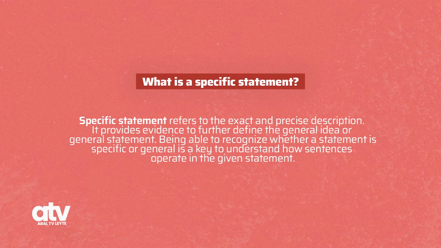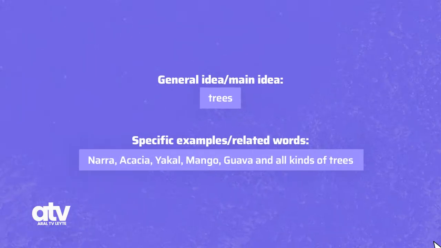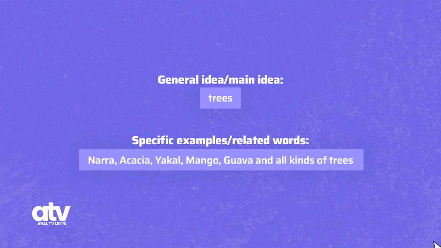Being able to recognize whether a statement is specific or general is a key to understand how sentences operate in the given statement. To give a clear picture about the relationship of general idea and specific idea, let us have the following examples. General idea, trees. Specific examples, nara, acacia, yakal, mango, guava, and all kinds of trees. Now, I will give you the general idea and you give the specific examples or related words.